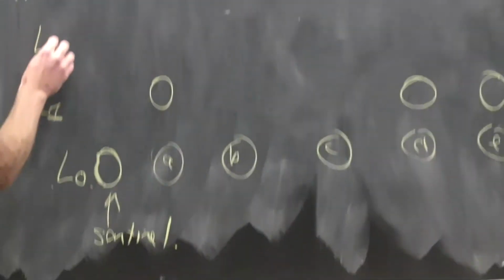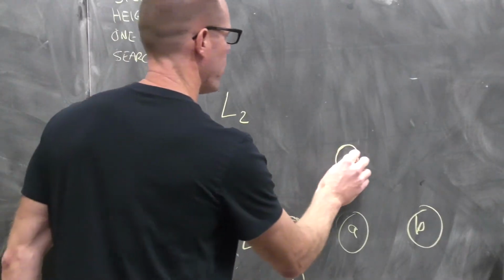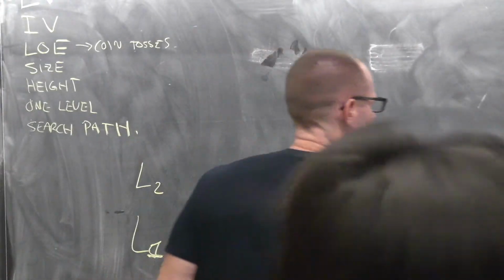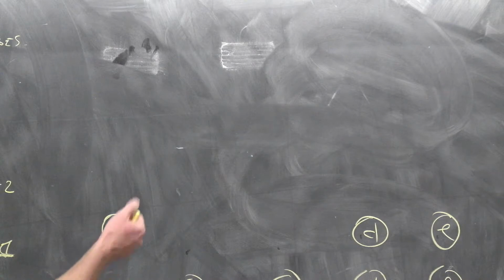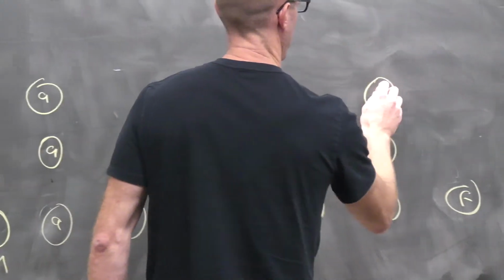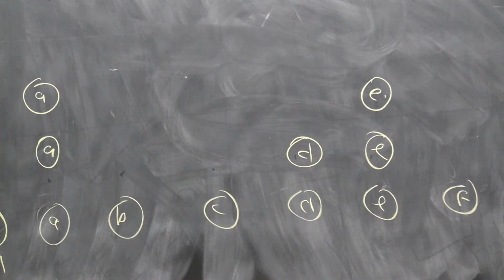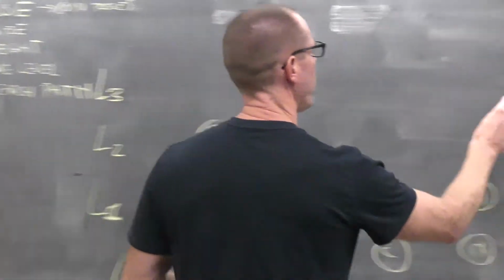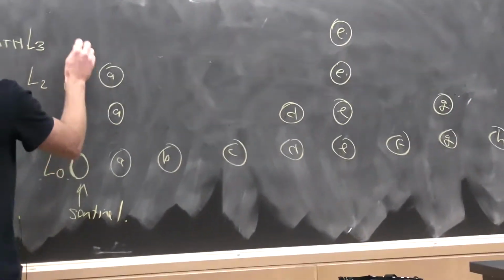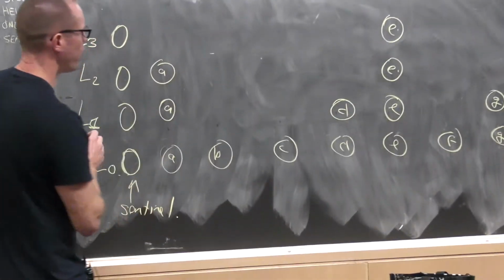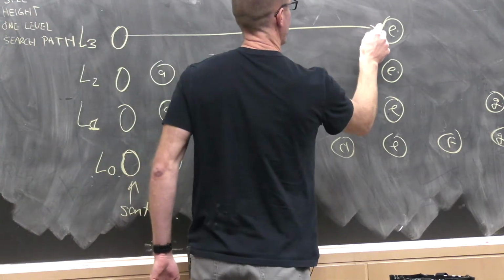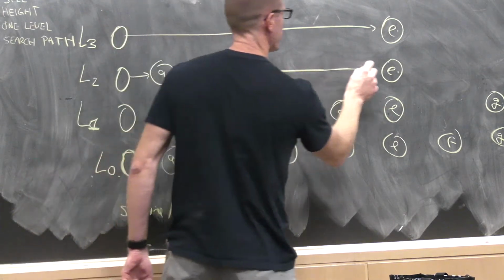And then you repeat. From L1, you make L2. So here we have A, D, G, and E. From L1, you make L2 by tossing coins again. Maybe you get A again, and E. And then from L2, you make L3. Maybe you only get E in that case. And your skip list is this tower of these little towers of nodes. Each level of the tower is linked in a singly linked list.